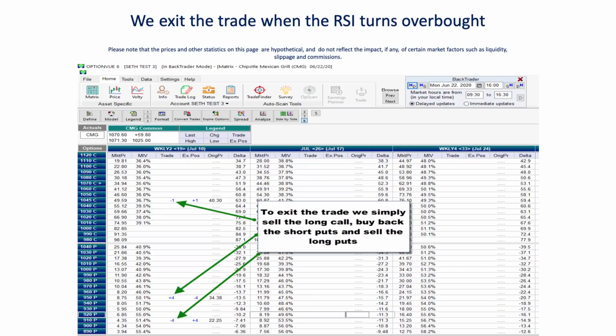So we sell off the 1045 call, which had appreciated, buy back the 950 puts to close that short position, and sell the 900 puts as well. Now, let's do a cash flow analysis to see what the outcome was.